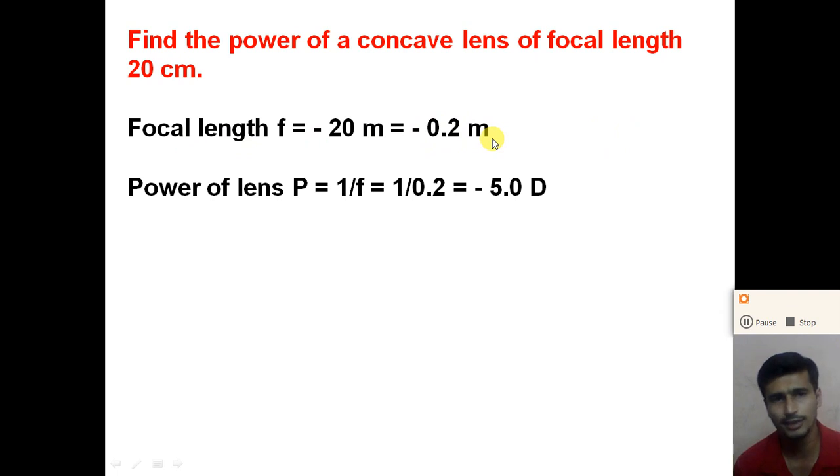So how do we calculate the power of the lens? The power of lens P is equal to 1 by f, right? So 1 by minus 0.2. We get the power of lens is minus 5.0 diopter, right? So here the power of the lens is negative. That means the lens is a concave lens, and from 1 by f it has a focal length 20 centimeter. So dear student, I hope that you understand what we mean by the power of the lens and what is the use of the power of lens.